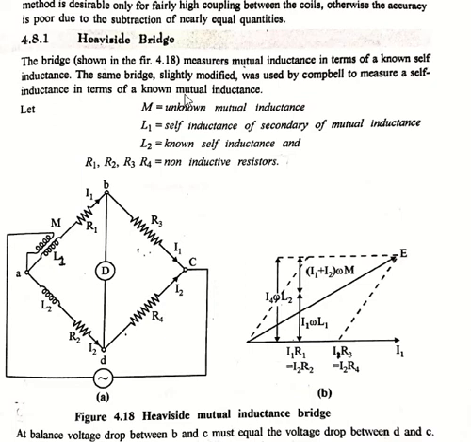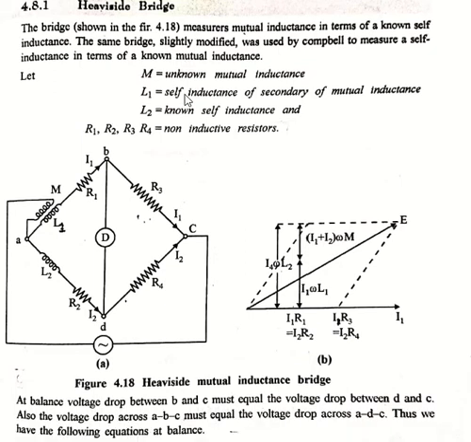Now coming to the Heaviside bridge as a part of measurement of mutual inductance. This bridge measures the mutual inductance in terms of known self-inductance. The same bridge, slightly modified by Campbell, was used to measure self-inductance in terms of known mutual inductance. We will study Campbell's modification of the Heaviside bridge in the next lecture.